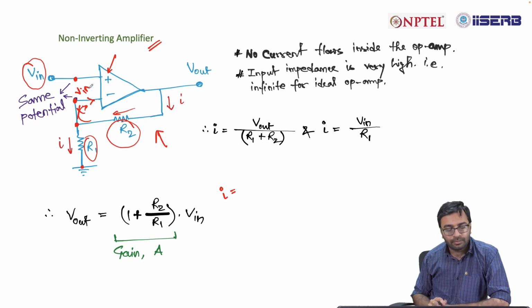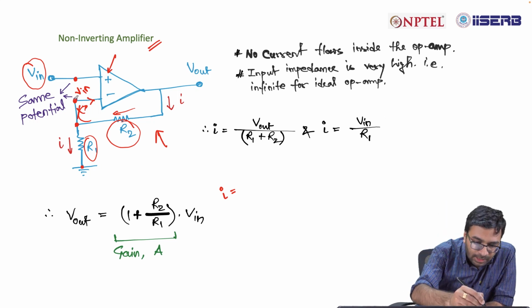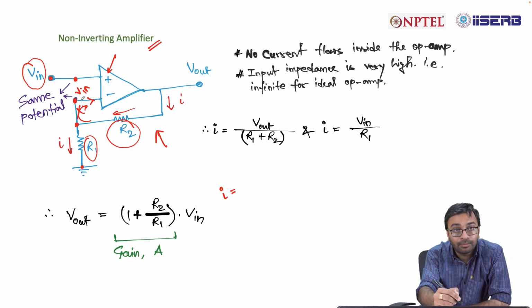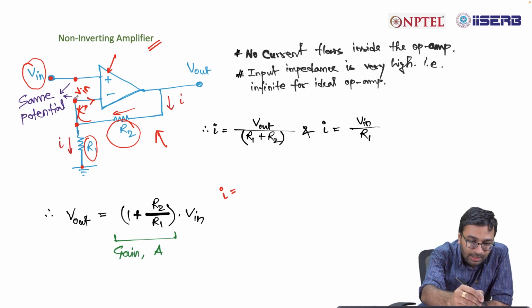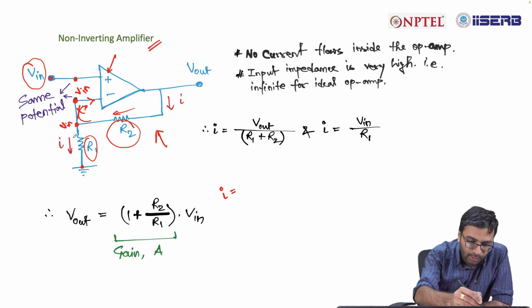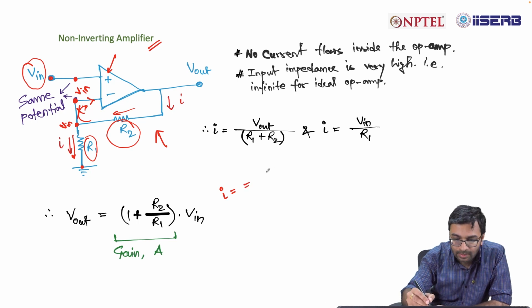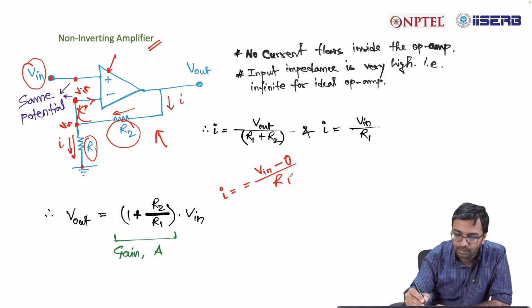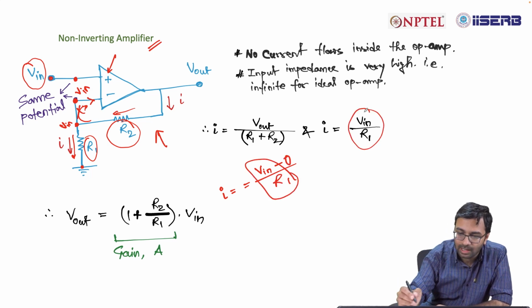I repeat, this terminal is V in, and we have seen that this terminal and this terminal should be at the same potential. So the potential over here also should be V in. Hence, the I that is flowing through this loop should be V in minus 0 divided by R1. So it is V in by R1.